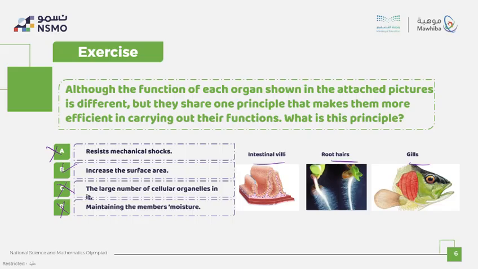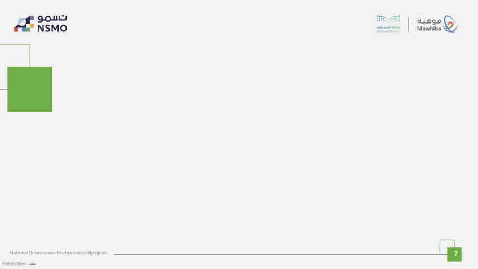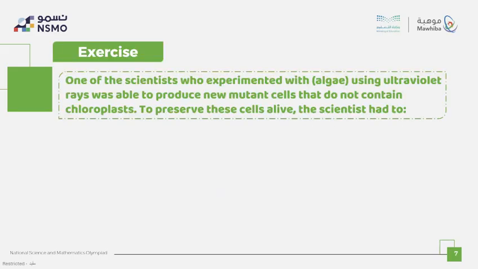So great scientists notice patterns like this, completely different organs sharing the same design idea for maximum efficiency. Let's keep going, having another exercise. The question asks, one of the scientists who experimented with algae using ultraviolet rays was able to produce new mutant cells that don't contain chloroplast. To preserve these cells alive, the scientist had to.